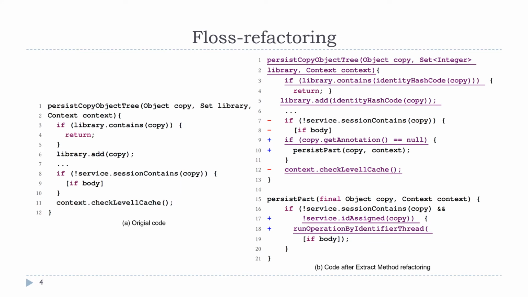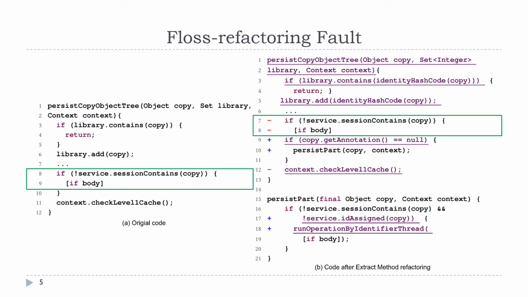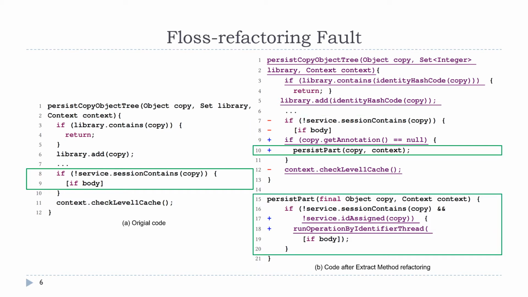Here we have an example of a floss-refactoring edit collected from the Broadleaf Commerce Project repository. On the left, we have the original code, and on the right, we have the floss-refactored version. In this example, an extract method was applied to extract lines 8 and 9 to the persist part method. However, many other edits were also applied.